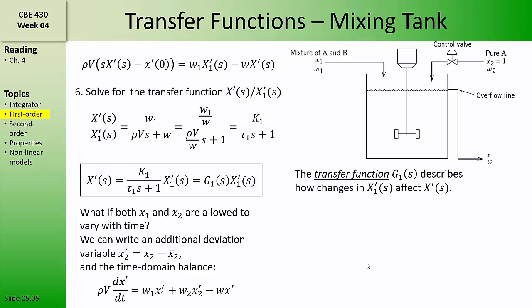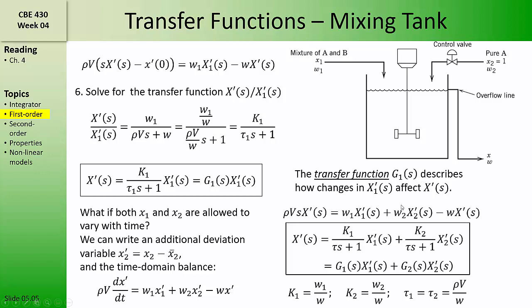But now, suppose X1 and X2 are both allowed to vary with time. Then we can write an additional deviation variable, X2 prime, and now our time domain balance equation for X should contain terms with both X1 prime and X2 prime on the right-hand side. When we take the Laplace transform of this dynamic equation, we now have two transfer functions, each relating the effects of an input variable to an effect on the output variable. We call these two transfer functions G1(s) and G2(s).